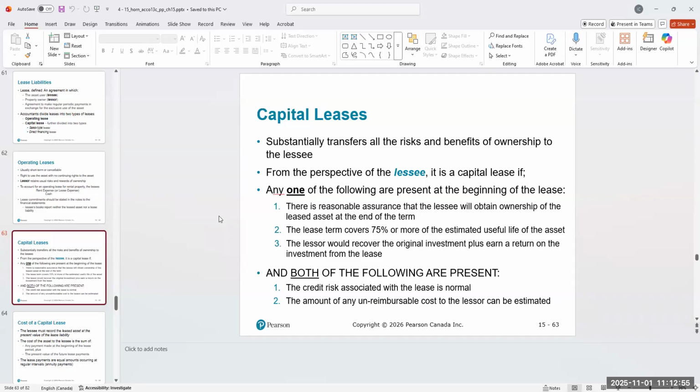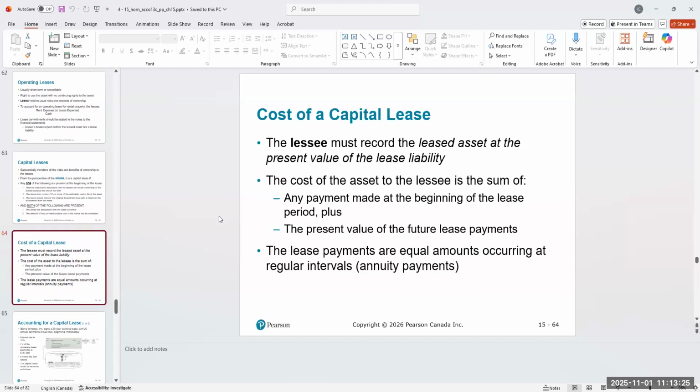Now we have another two. Credit risk associated with the lease is normal. So if the credit risk is normal and one of the conditions is met, capital lease. And the amount of any unreimbursed cost to the lessor can be estimated. If we can estimate that amount and the credit risk is normal, and one of those is met, then it's a capital lease. What's the cost?